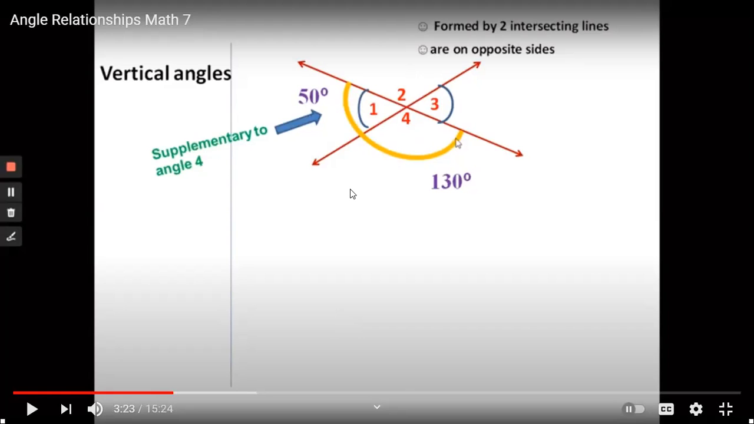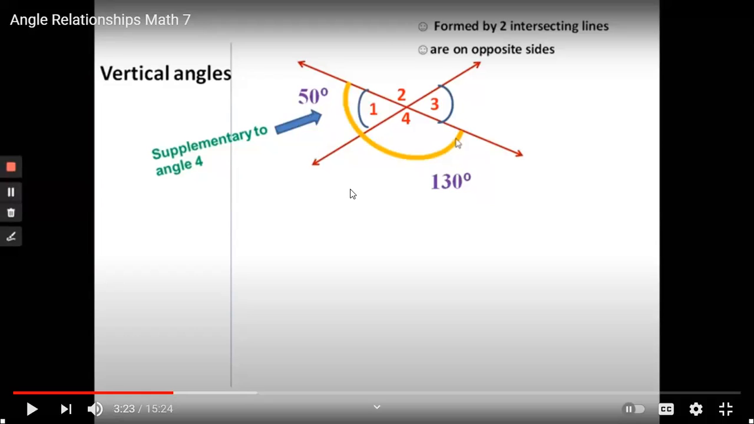Okay, what about angle 3? 50. Who said 50, the first one? Me, Ruqayya. Yes, Ruqayya, I said it the first one. The last question.